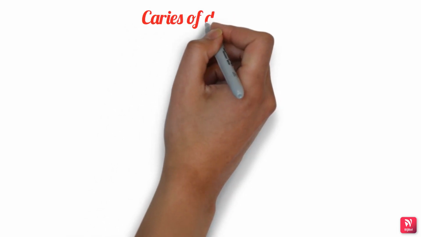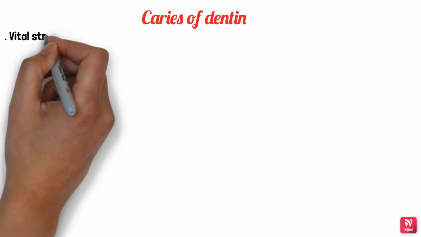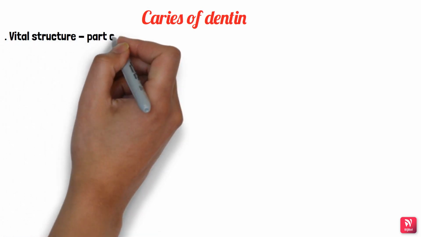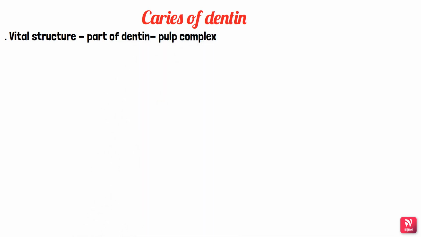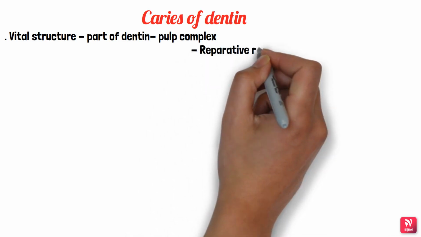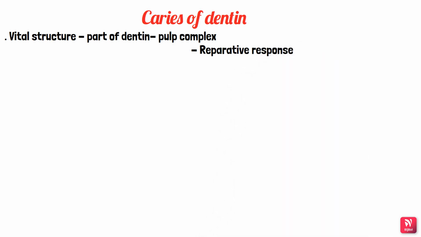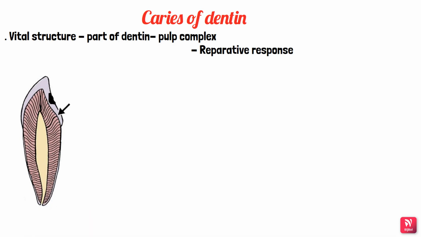So this is about caries of enamel. Now let's move into caries of dentin, or dentinal caries. Why is caries of dentin different from that of enamel? Enamel is not vital like dentin, and dentin, as it is a part of the dentin-pulp complex, has a tendency to mount a reparative response. So with any change, the undifferentiated mesenchymal cells come into action, and secondary dentin can be produced. So dentin reacts.